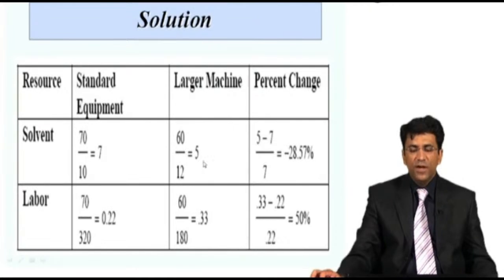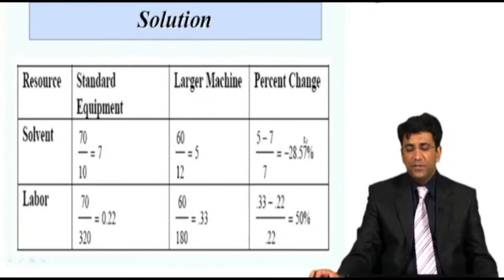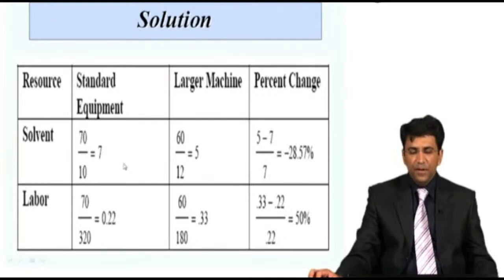This will be equal to 5, and this is not actually an improvement, but a decrease in productivity. So it means that if you use the larger machine, the productivity actually decreases by 28.57%. So there is a negative sign here.